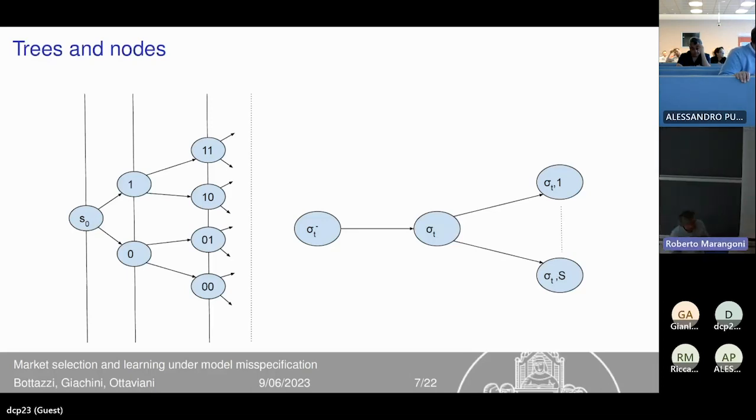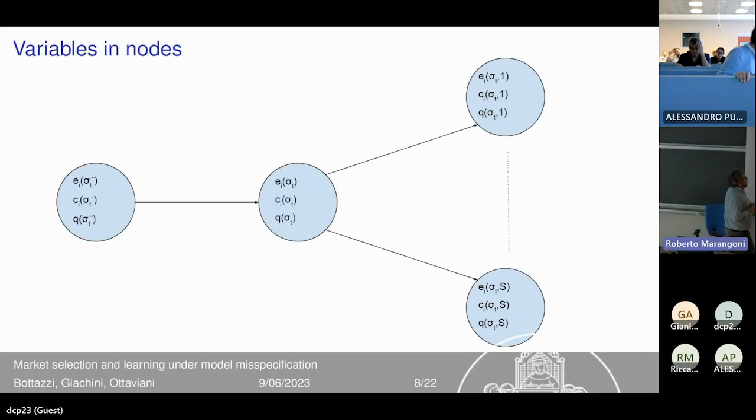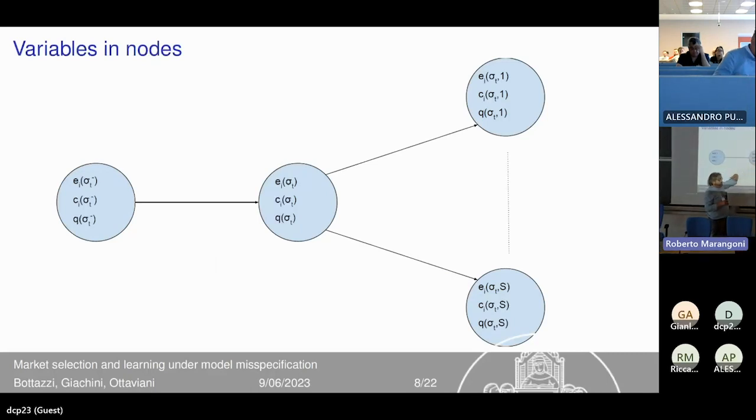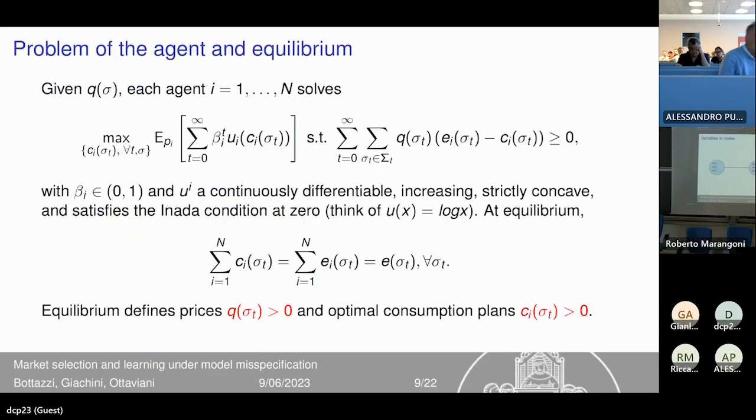Okay, what are the variables of this model in each node? Just focus on one moment in time. Given one history, I have three variables essentially that enter in this model. The first one is the endowment of the agent, so how much the agent gets from outside of the economy. You can make assumptions about it, not so relevant. Then there is the consumption c_i, the consumption of agent i, and this is a vector, so you have an e and a c for each single agent. And you have the price, q of sigma t. Okay, this is the price of what? Of the consumption good at date t.